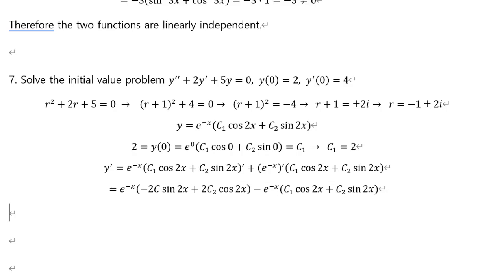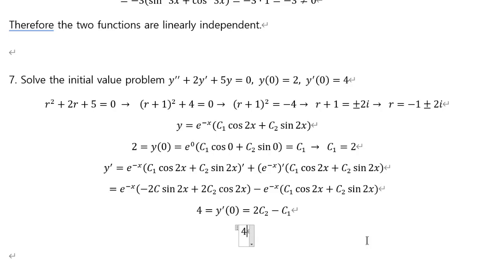Okay, therefore, y prime of 0, e to 0 is just 1, sine 0 is 0, so you're going to get 2c2 from the first part, and then minus c1 from the second part, because sine 0 is 0, cosine 0 is 1, so c1 is the only survivor. E to the 0th power is 1. So this is what you get, and this has to equal 4. So let's plug in c1 equals 2 and try to solve.